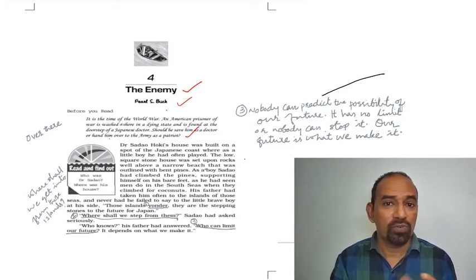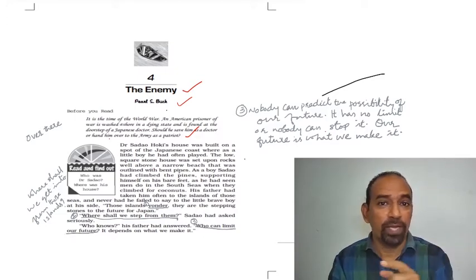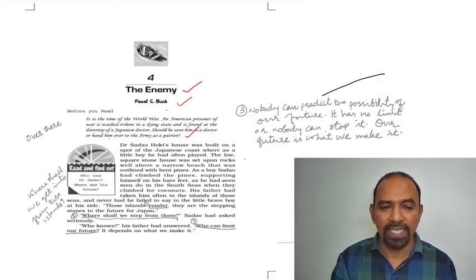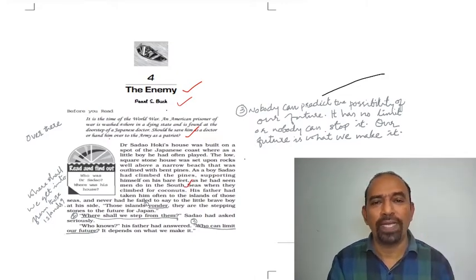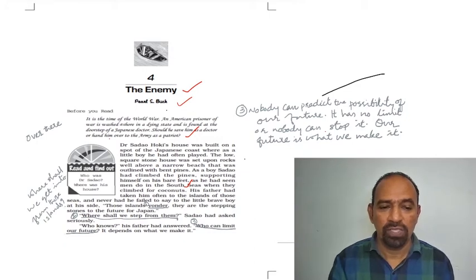So the house was situated near a narrow beach that was outlined with bent pines. You can see an outline of bent pines around his house. As a boy, Sadao had climbed the pines, supporting himself on his bare feet, as he had seen men do in the South Seas when they climbed for coconuts. So when he was a child, he used to climb these pine trees, imitating the people climbing coconut trees in the South Seas.